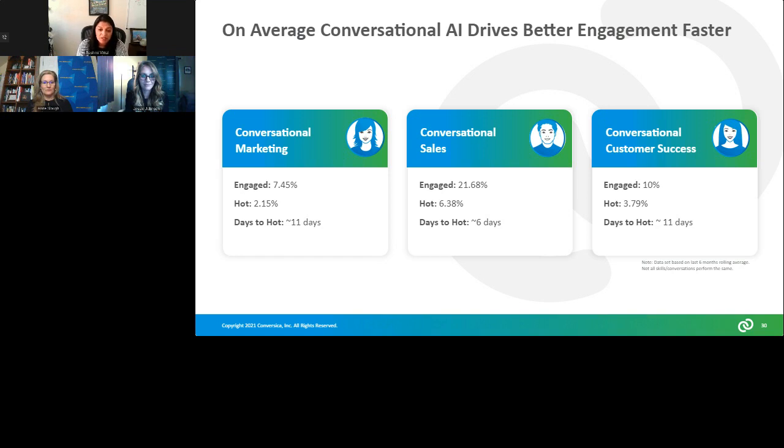I mean, very first and foremost is, are you driving engagement? Are you getting better engagement? If you think of conversational marketing, nurture programs on average get 1 to 3% engagement. And that engagement typically means that you're just opening up the email and clicking on something.